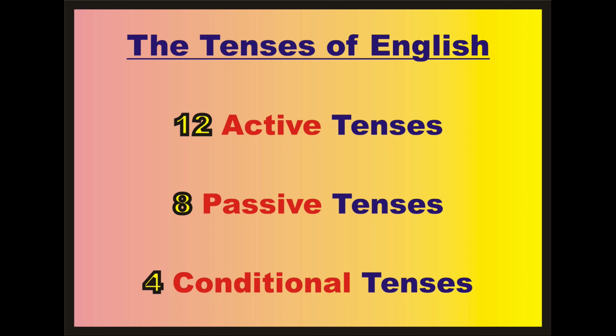Tenses of English. There are 20 tenses in English, 12 active and 8 passive. And in addition, there are 4 conditional tenses, zero, first, second and third respectively. These are all important when we speak in English.